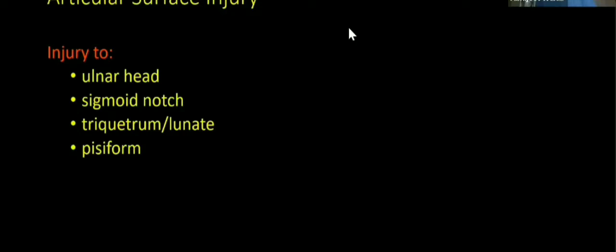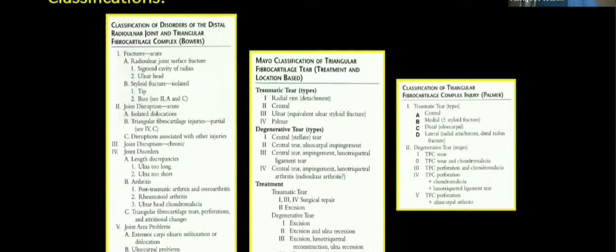It could also result from articular surface injury, such as that of the ulnar head cartilage, injury to the sigmoid notch, the triquetrum or the lunate, or the pisiform. So you may have pisotriquetral arthritis for that matter. A patient presents to you who is an elderly patient, no history of previous trauma, with pain and tenderness and swelling along the volar aspect of the wrist. A useful guide to classify ulnar-sided wrist pain.